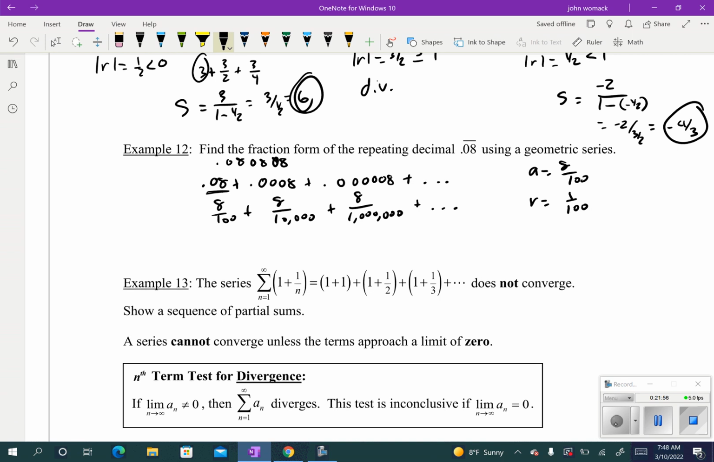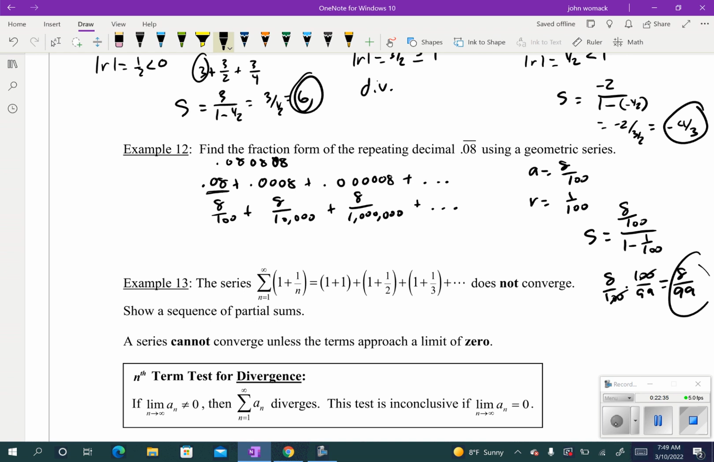Okay, so we're going to plug this in here. The sum is equal to my first term, 8 over 100, over 1 minus my second term, which is 1 over 100. So we end up with 8 over 100 times by 99 over 100. If I times by the reciprocal, we end up with that. Those cancel out. So that is 0.08 repeating written as a fraction. So kind of cool. You can find the sum in order to switch it to be a fraction, which I think is awesome.